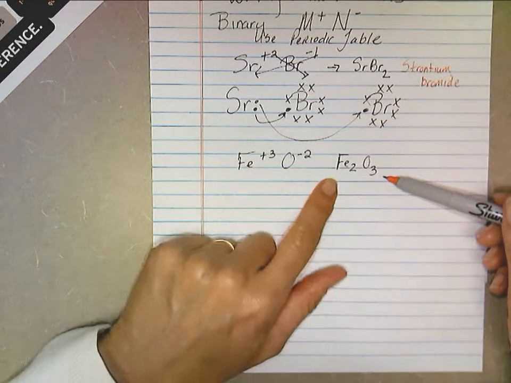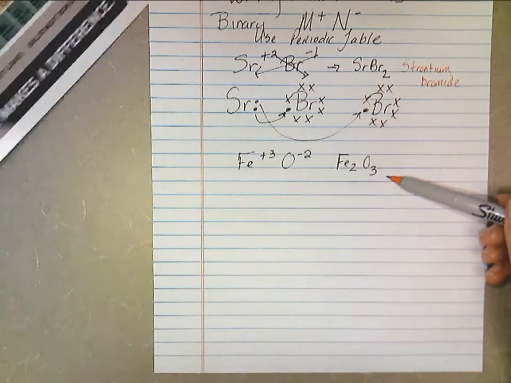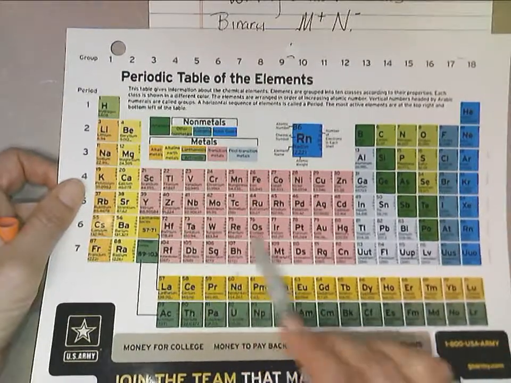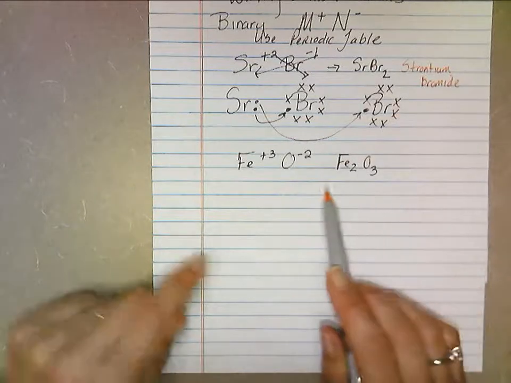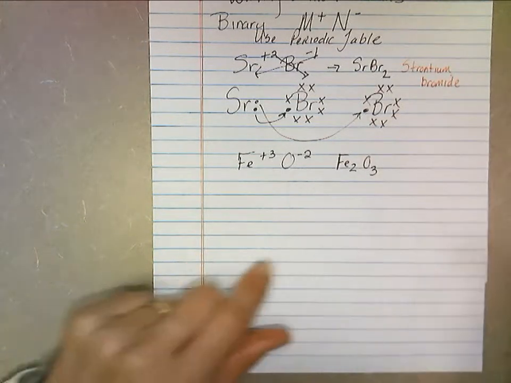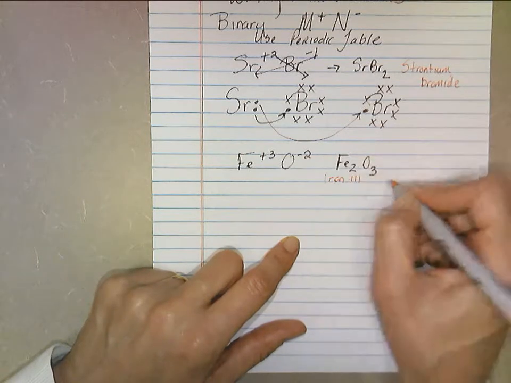This one, I can't just say iron oxide because iron is a transition metal. You must indicate what its charge is with a Roman numeral. This was iron 3, so this becomes iron 3 oxide.